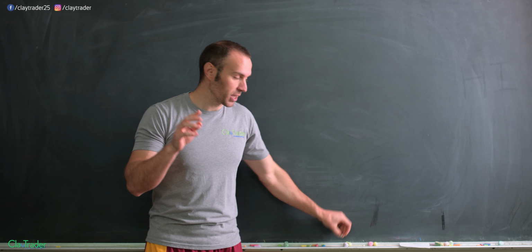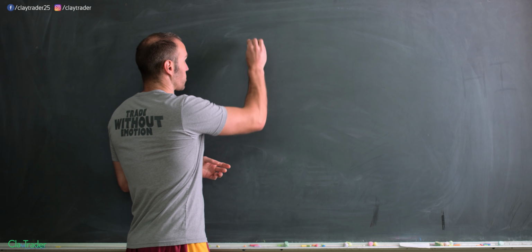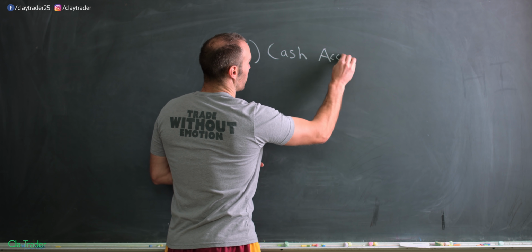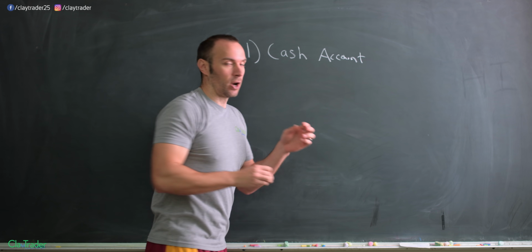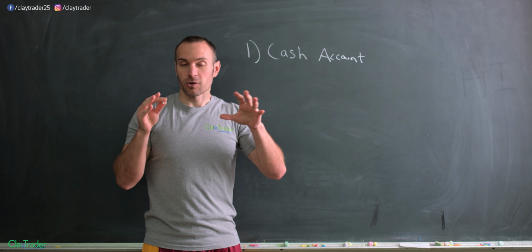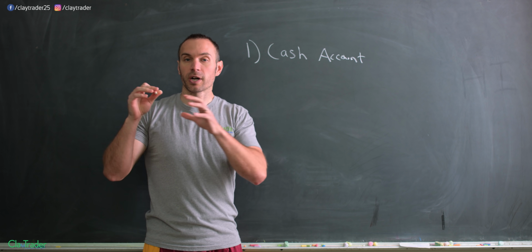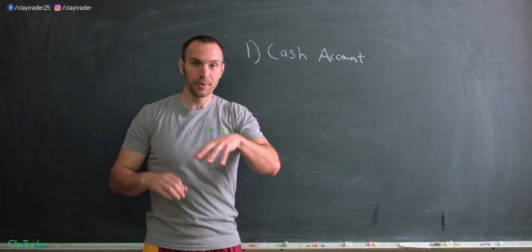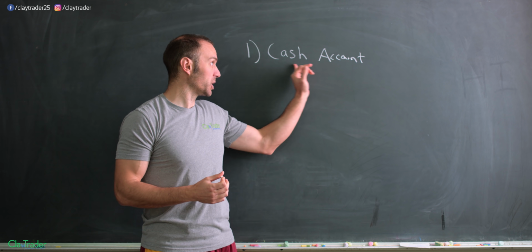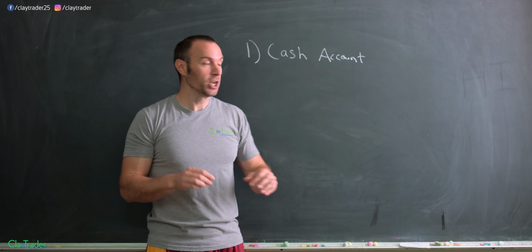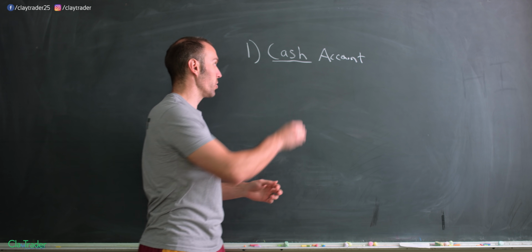Step number 1 that you need to do is this right here: cash account. Now, when you sign up, if you don't have a brokerage, you're going to be asked the question, do you want a margin account or a cash account? It's got to be a cash account. If you already have a margin account, just get a hold of your broker and change that over to a cash account. But that is step number 1 that needs to be done. You need a cash account.